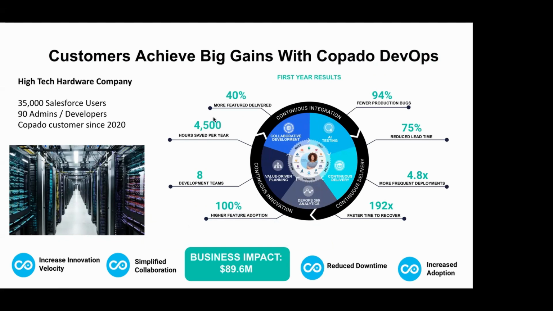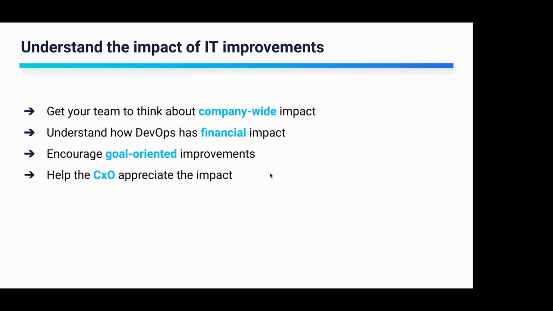They had 8 development teams, and across those, they saved roughly 4,500 hours a year, 40% more features delivered, 94% fewer production bugs, 75% reduced lead time, 5 times more frequent deployments, and almost 200 times faster to recover. When we quantified that, it looked like a business impact of almost $90 million per year for that organization across those different fronts. So that's why I'm going back to that original slide on the exponential impact.